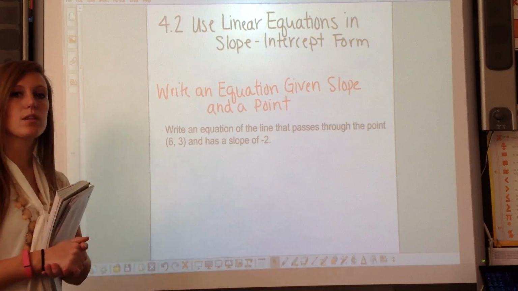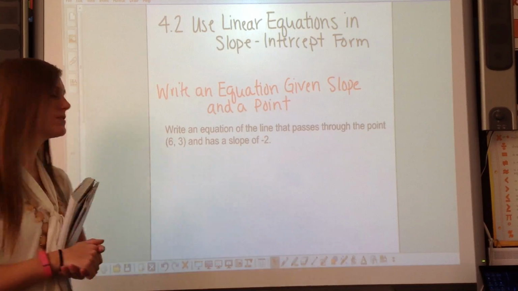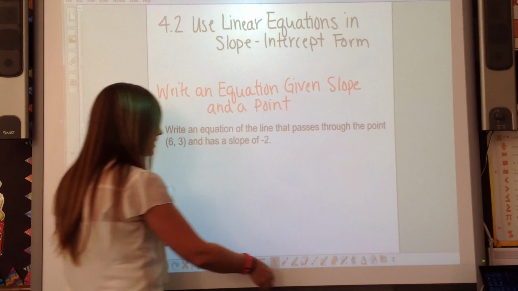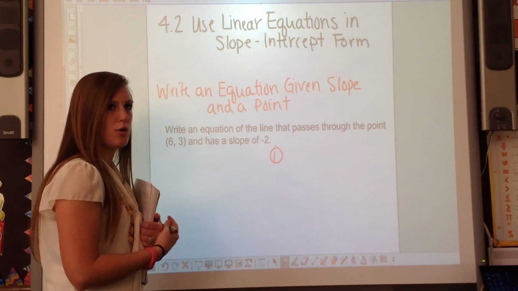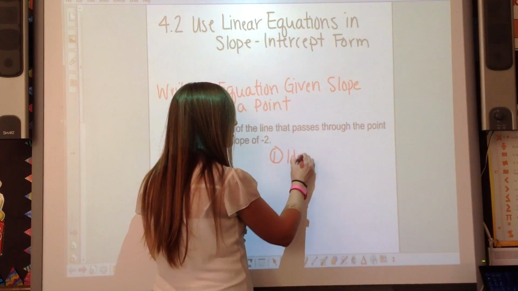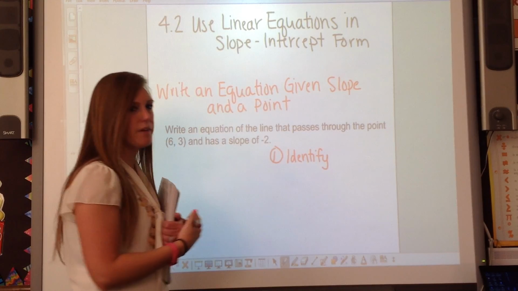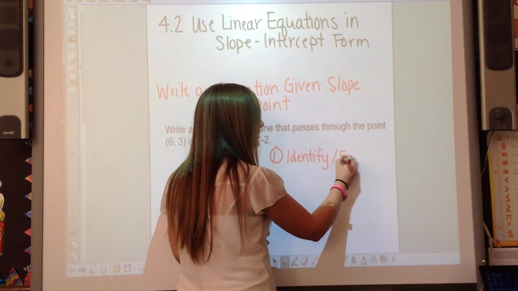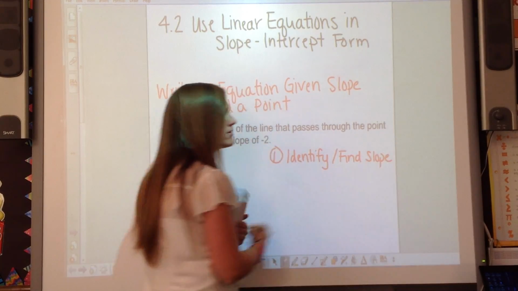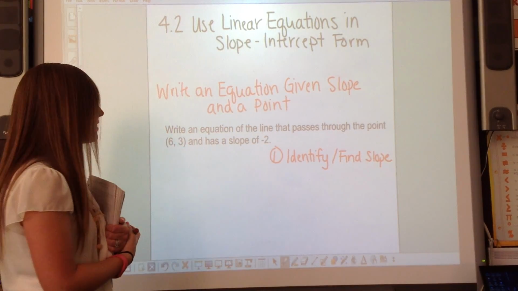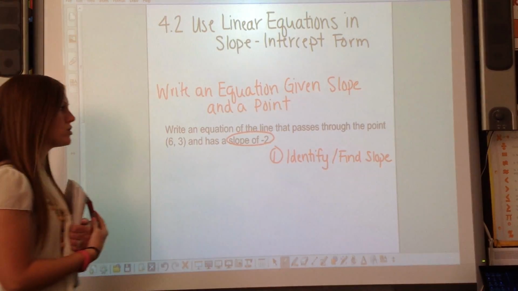When I do this, I'm going to write the steps off to the side. That way you have that for further reference in the future. So step 1, you're going to want to identify slope. I'm also going to say find here because in the future they might not give us slope. We're going to have to solve for it. That way we only have to write the steps once instead of again later on in the video. So right here it tells us that slope is -2.